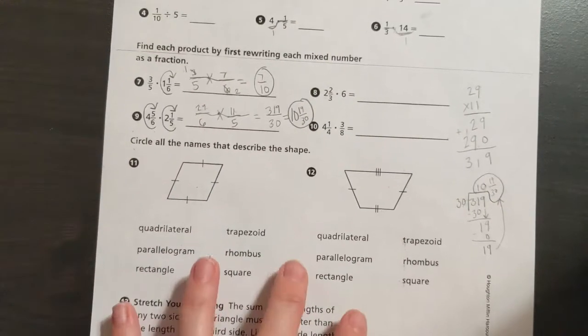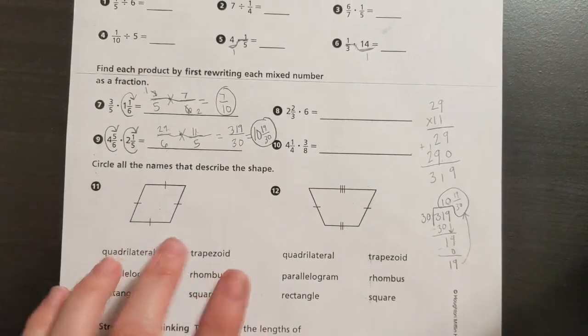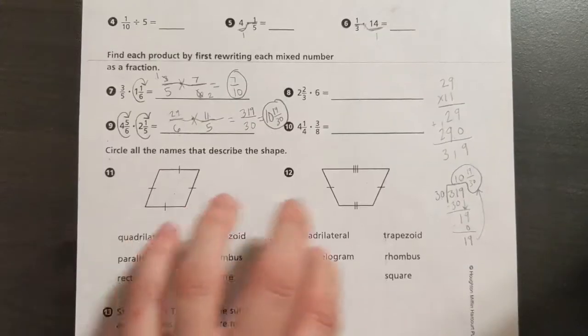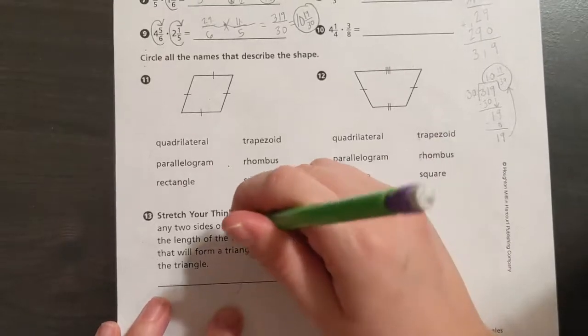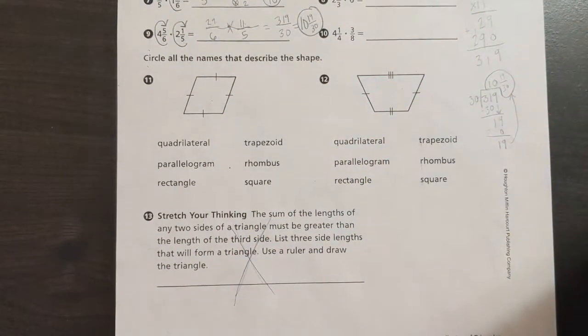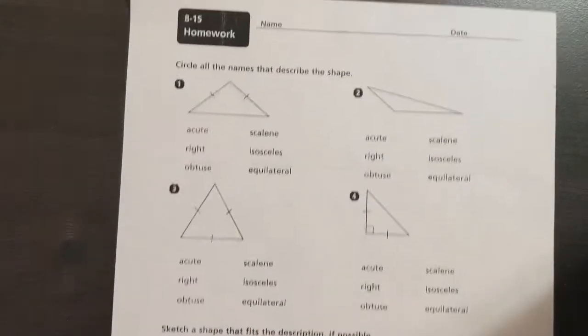11 and 12 look like what we did for homework 8.14. So make sure you use your journal if you need help with circling all of the names of these shapes. And you do not need to do the stretcher thinking. So good luck to you on the homework and remembering. Use your journal if you need to. And have a great day.